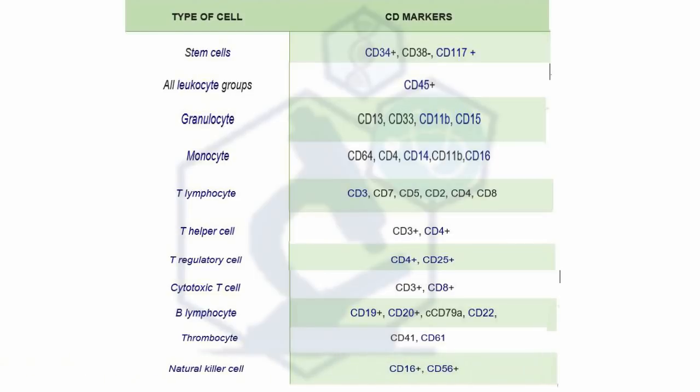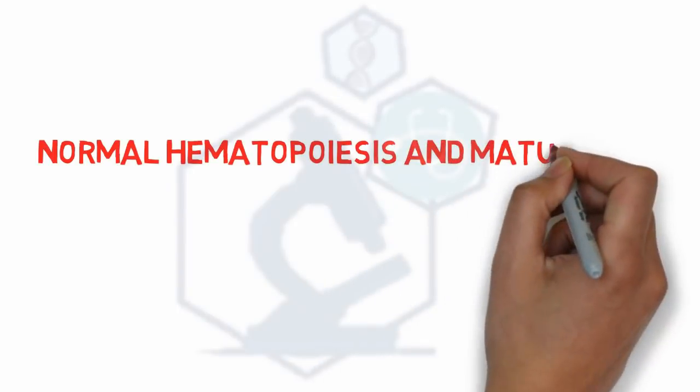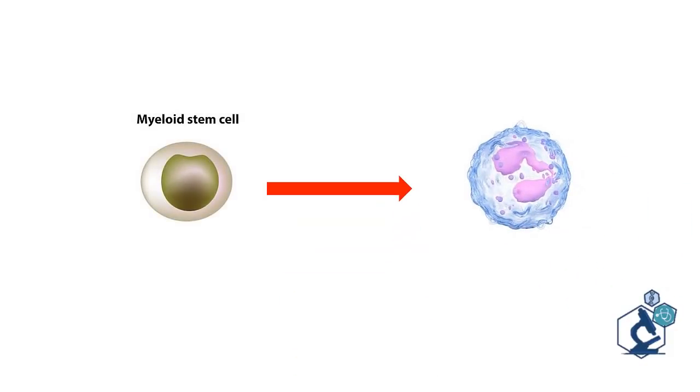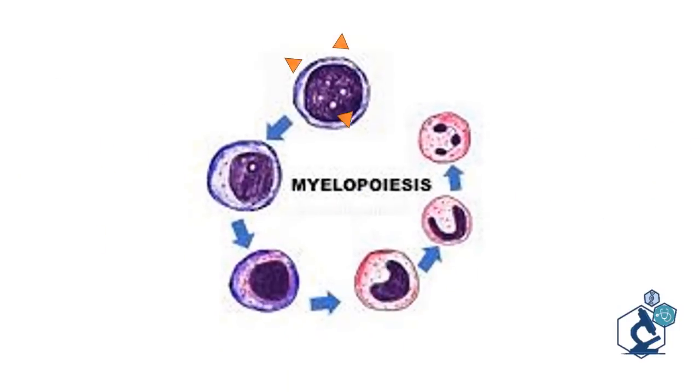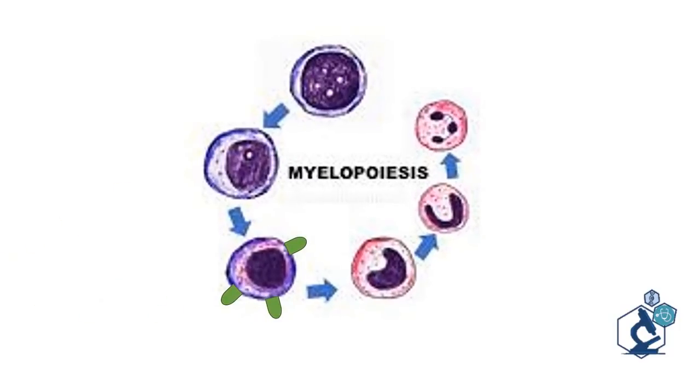So after getting an overview of CD markers on different types of hematopoietic cells, let's understand normal hematopoiesis and its maturation. A hematopoietic cell during its maturation pathway from a blast to a mature cell undergoes various immunophenotypic changes. Some markers which are already present on a blast or stem cells are lost, while others are gained sequentially during maturation of a cell.